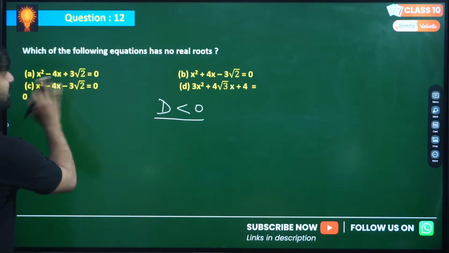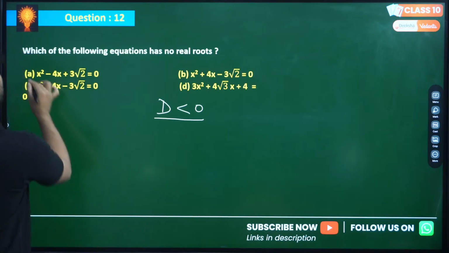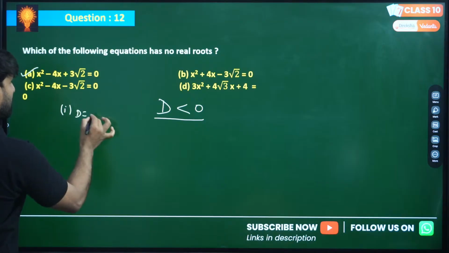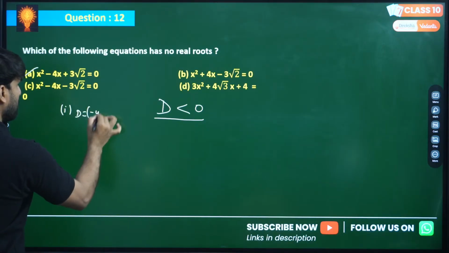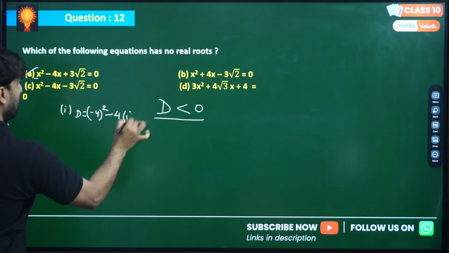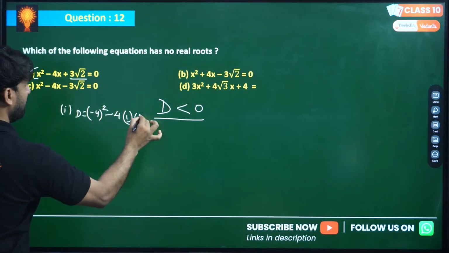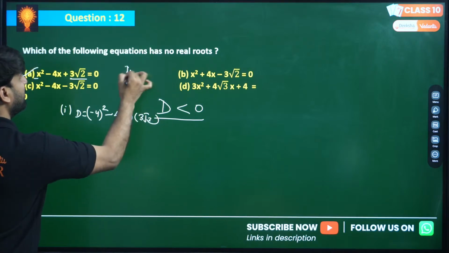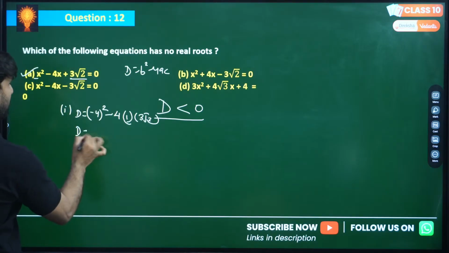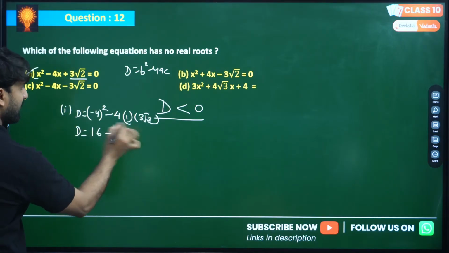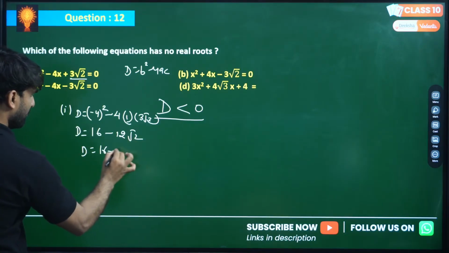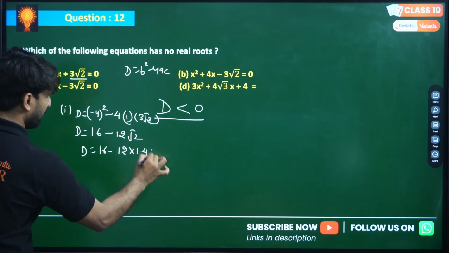So if we find out the D randomly from equation number 1, for equation number 1, D will be what? The formula of D is b square minus 4ac. Here a is 1, and c is 3 root 2. So b is minus 4. So D will be 4 square, 16, minus 4 into 12 root 2. So you know guys, root 2 is basically 1.41.